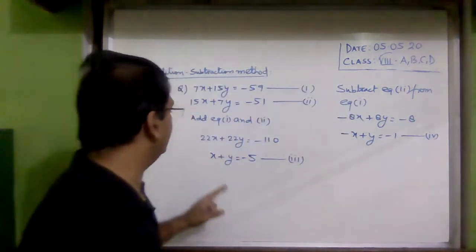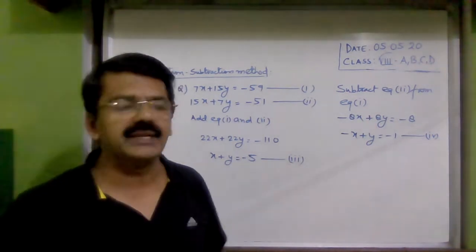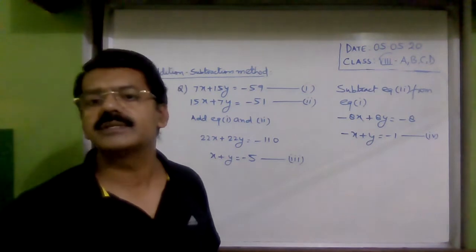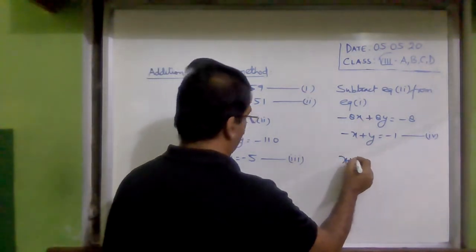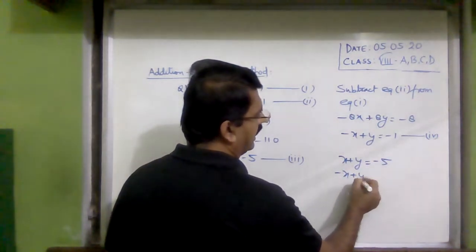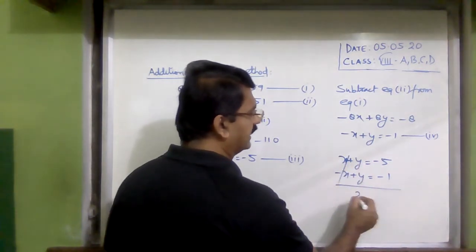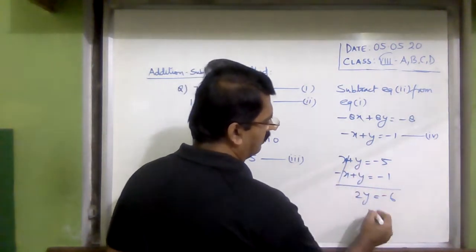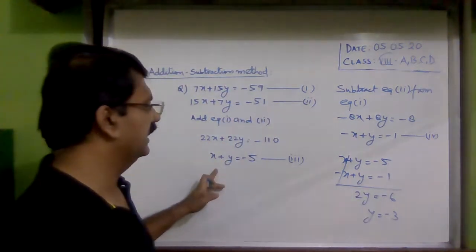Now you can see equation 3 and equation 4. There are two very simple equations and they can easily be solved using elimination method. So x plus y is equal to minus 5, and minus x plus y is equal to minus 1. Adding, x minus x cancels out, 2y is equal to minus 6. So y is equal to minus 3.